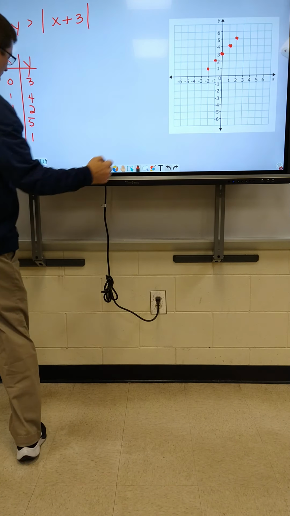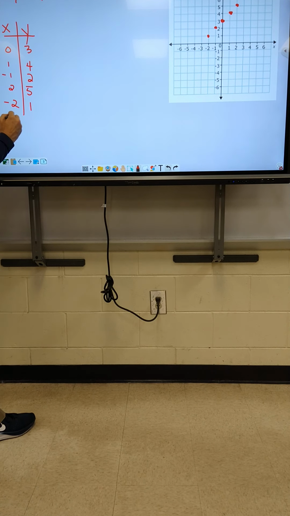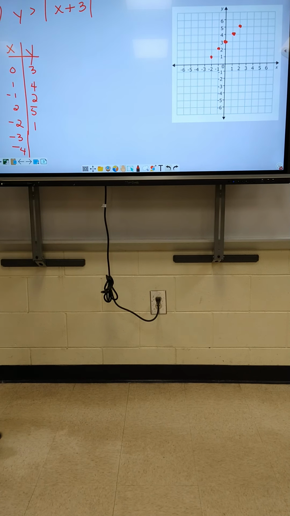Let's plug in -3 and -4. Those are kind of the next numbers going that way. -3, -4. All right, find your answers for those 2 points, and then hopefully that's going to start making a V and we can graph it. Hopefully we won't have to plug in anything else.